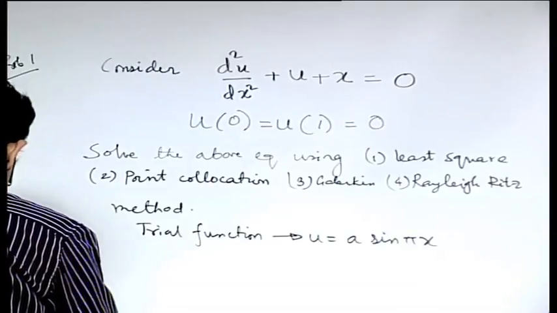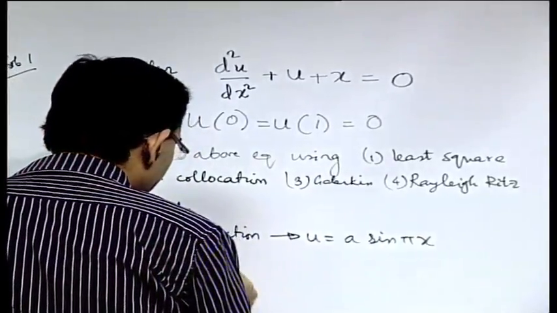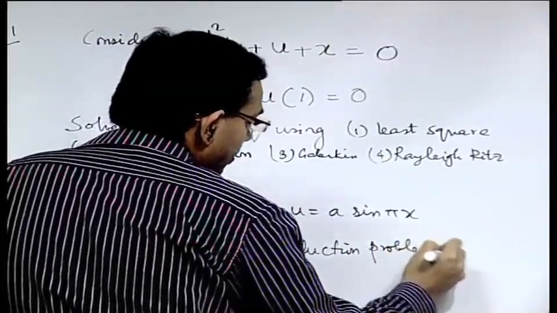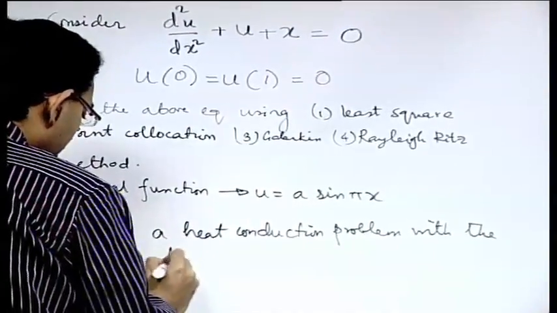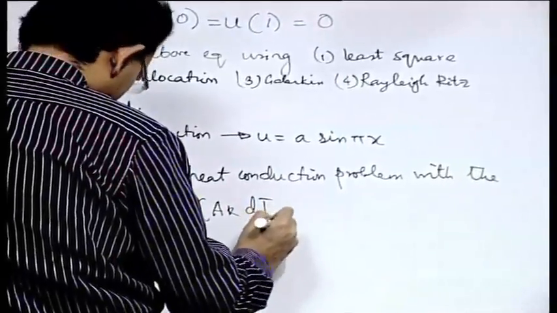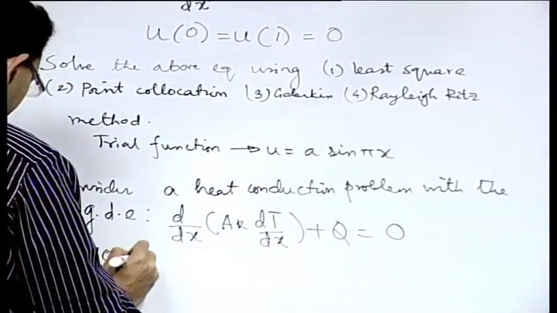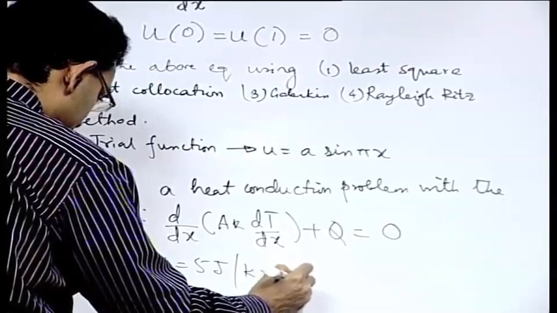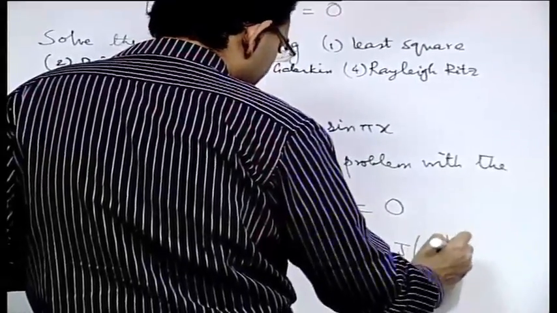Second problem, consider a heat conduction problem with the following governing differential equation: d/dx of (A k dT/dx) plus Q equal to 0, where A is equal to 10 meter square, k is equal to 5 joule per Kelvin meter second, Q equal to 100 joule per second meter.